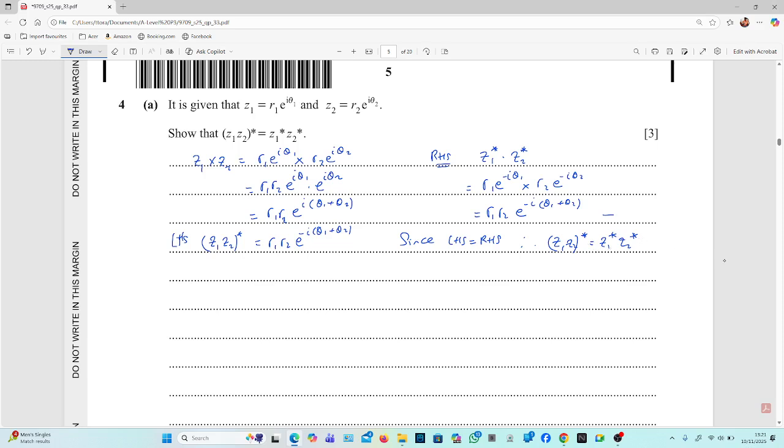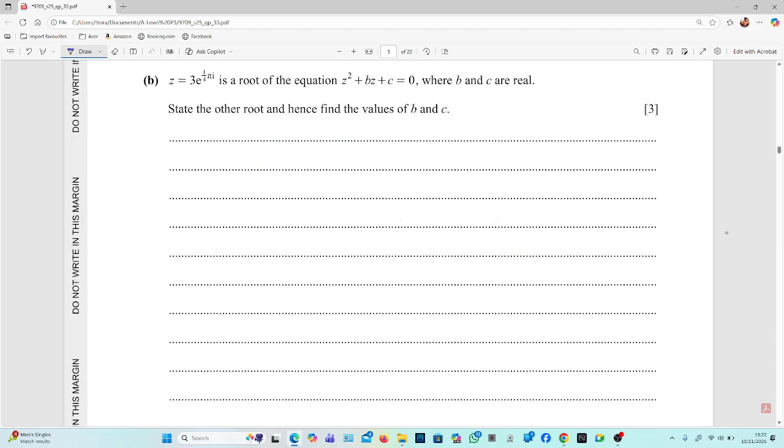So we're going to move on to the second part of the question now. We have Z is equal to 3e to the 1/4 pi I as a root of the quadratic equation Z squared plus bz plus c is equal to 0, where b and c are real. We need to state the other root. Let's call it Z1. So that's going to be 3e to the minus 1/4 pi I. So that's my other root. So this is done. And now hence find the values of b and c.